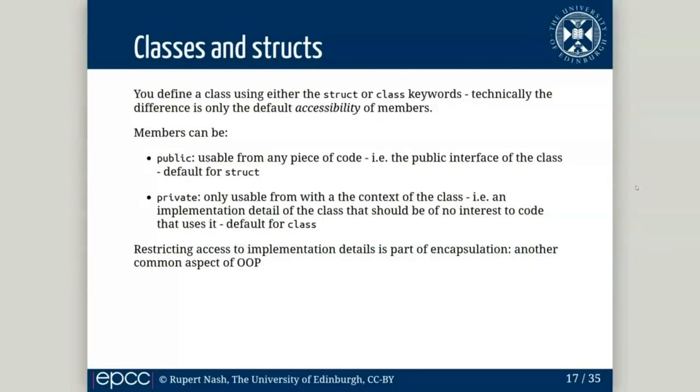So as I mentioned earlier, you can define a class using either the struct or class keywords, and the only difference is the accessibility of members. So what do we mean by accessibility? Members means member variables, so the data, and member functions, the functions or methods, as you might be familiar with from other languages. They can be public, in other words, any piece of code can access them. That's the default for struct. So everything is public. If you don't put private, public, or another one called protected in your definitions, then everything in a struct will be public.